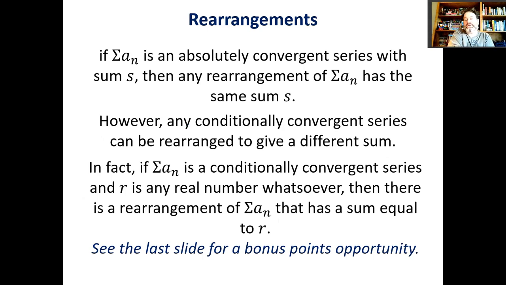So if your sum is absolutely convergent, then any rearrangement of the sum has the same sum. However, any conditionally convergent series can be rearranged into a different sum. In fact, if the sum of the AN is a conditionally convergent series and R is any real number whatsoever, then there is a rearrangement of the sum of the AN that equals R. So what this basically means is, for a conditionally convergent series, the terms can be rearranged to equal any number.